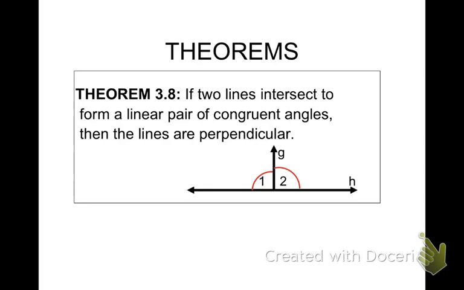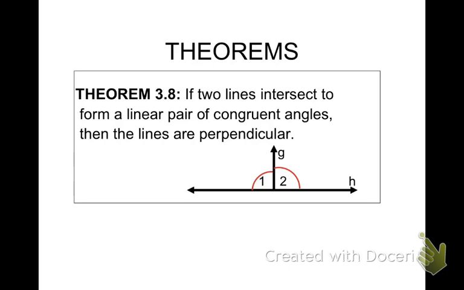So if I have a line and another line, and it creates two angles, and angle 1 is congruent to angle 2, well, if they make a linear pair, that means what? They add up to 180. And if they're the same angles, what degrees do they have to be? 90. They both have to be 90, right? So that means these two lines intersect at a 90-degree angle, which means they are perpendicular, right? So that's what this diagram is saying.